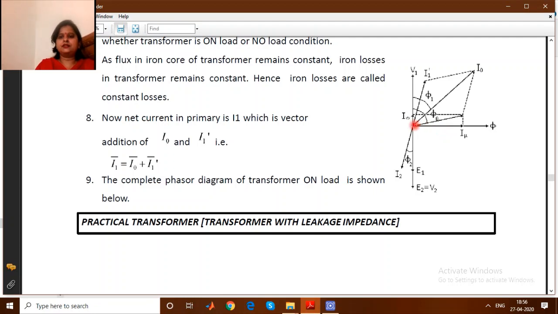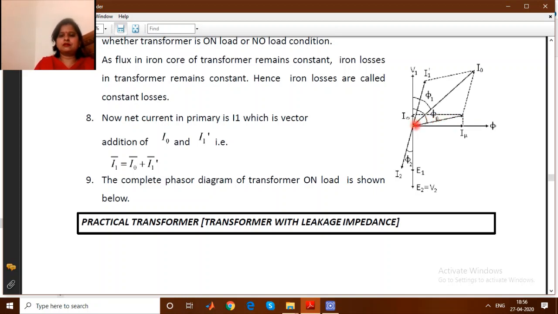Then we know that E2 and E1 EMFs are lagging behind the flux by 90 degrees. So draw E1 and E2 over here. Since E2 is equal to V2 if we are considering the ideal transformer, V2 has also been drawn on the same axis. Now V1 is equal to minus E1, so V1 will be drawn in the direction just opposite to E1. This is V1. Now I0 will be the current. So actually this is I0, the primary winding current.